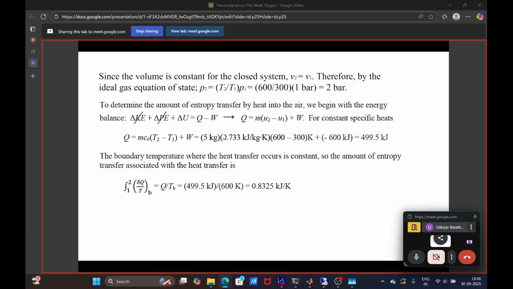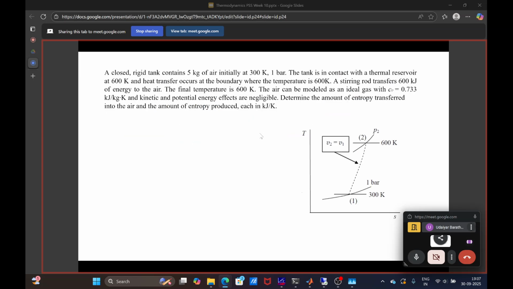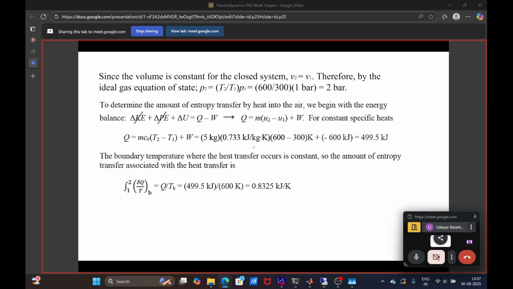We know mass is 5 kg and the Cv of air is 0.733, which is given in the problem. So 5 into 0.733 into (600 minus 300) plus the work transfer, which is 600 kilojoules. This is negative because work is transferred to the system, so we get minus 600. So this total quantity comes out to be 499.5 kilojoules, which is the amount of heat being transferred to the air. And this is positive, so it says that heat is transferred to the system.